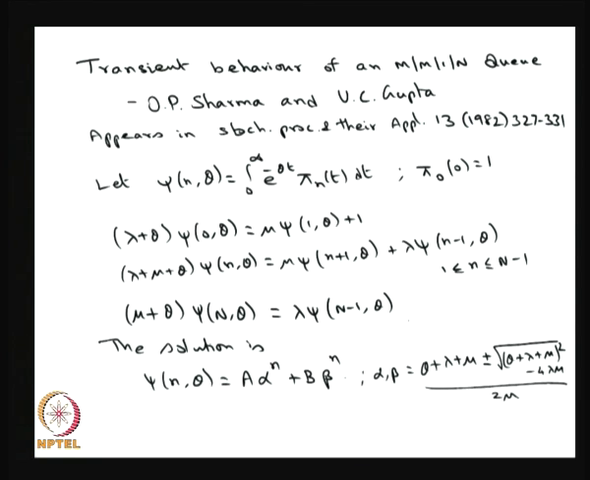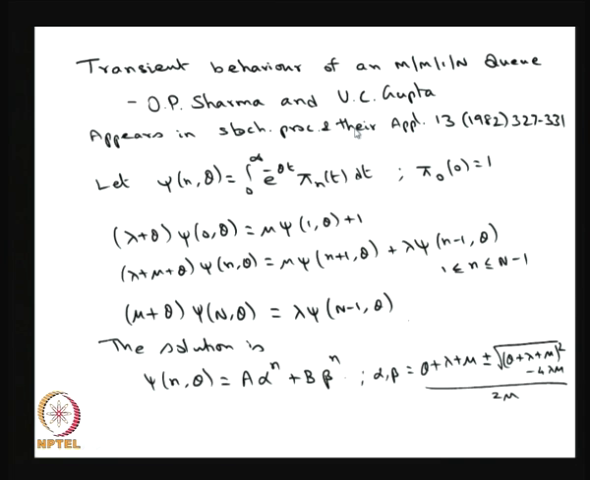am going to explain how to get the transient behavior of an M/M/1/N queue in the simplest form. Even though there is this much literature, and many more works on the finite birth-death process, here I am explaining an overview of how to get the transient behavior of the M/M/1/N queue. This is by O.P. Sharma and U.C. Gupta, and it appears in Stochastic Processes and Their Applications, volume 13, 1982.